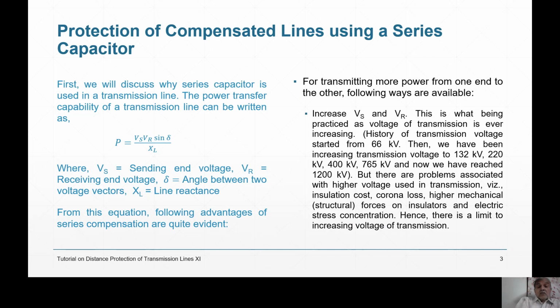You can increase the power being transferred from one place to another place by increasing voltages. Yes, and that's what we have been doing. Our voltage was 66 kV. Then we reached 132 kV, 220 kV, 400 kV, 765 kV. And now in Madhya Pradesh, Bina, 1200 kV is installed, commissioned.